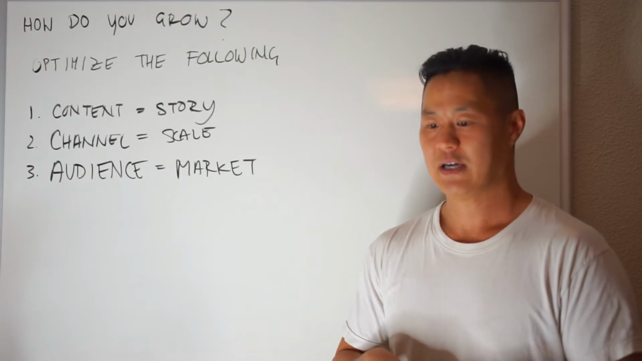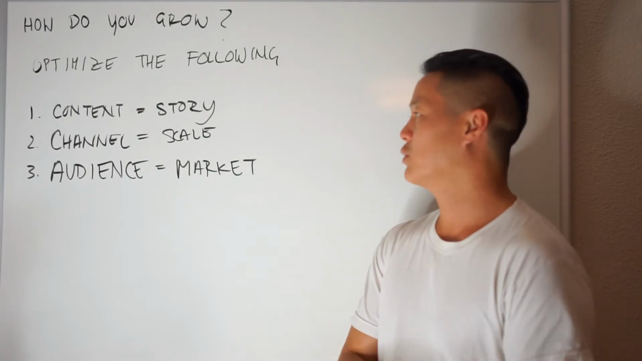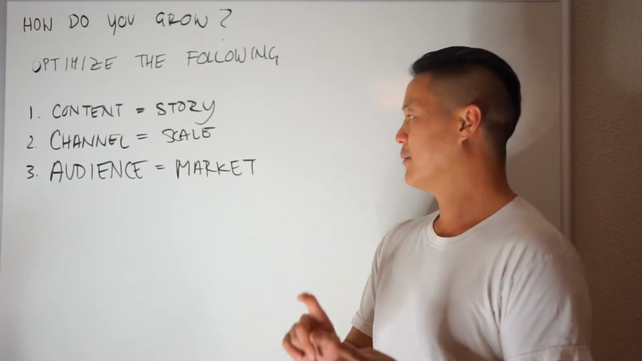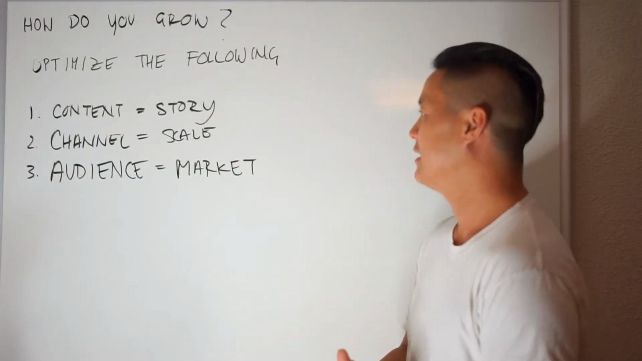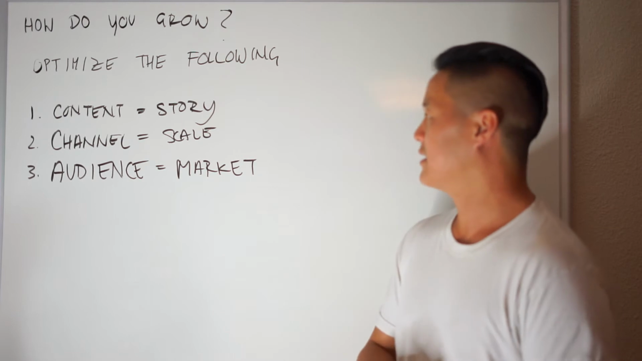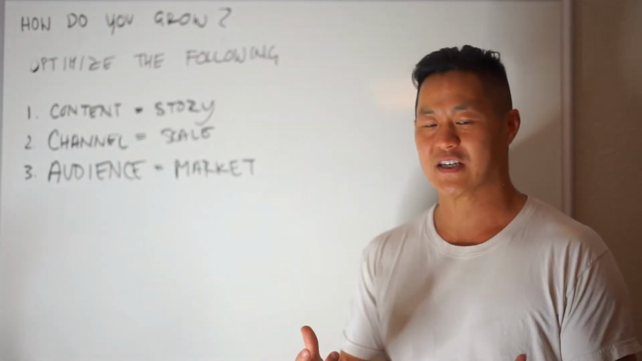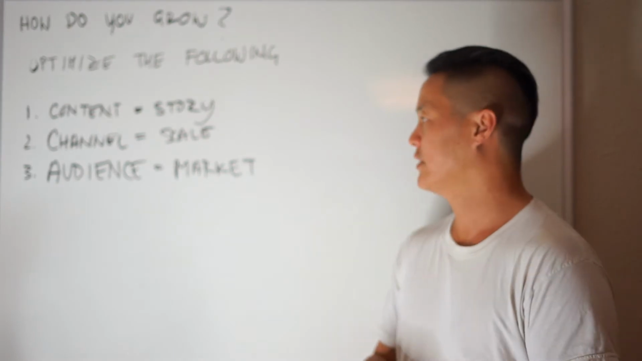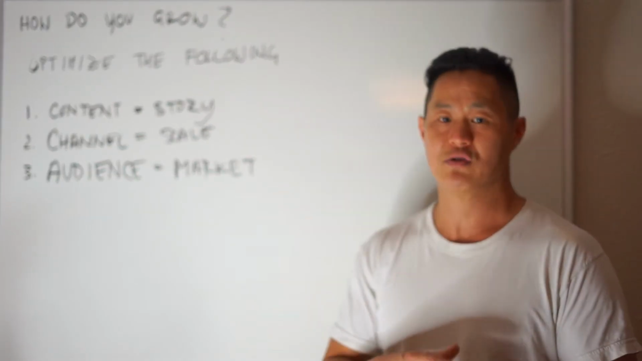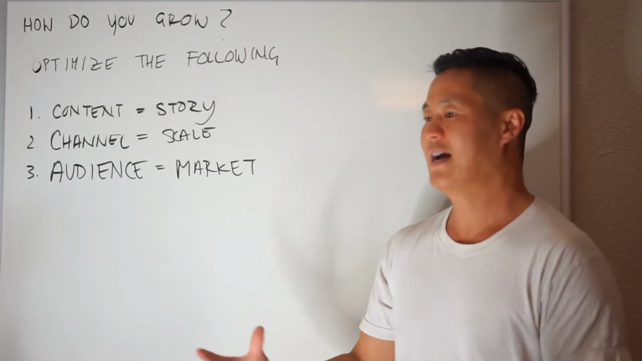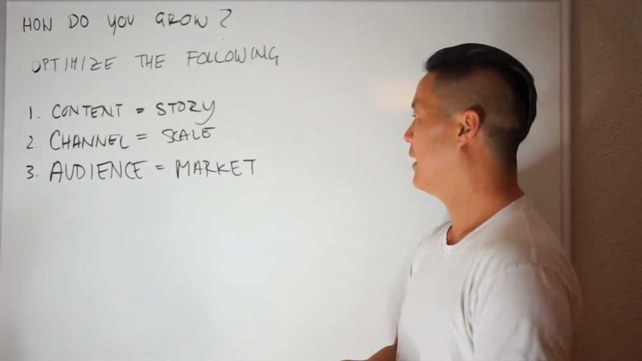I wanted to dive a little bit deeper into how you actually grow and scale your business. To me, it's really about optimizing the following three variables. Number one is content, number two is channel, and number three is audience. Or as I like to say, content is the story of your business, whether it's a founding story or a perceived or intrinsic value proposition for your product or service. And then the channel is helping you scale that story, and then the audience is the market, or the market size of what you're actually scaling it to.